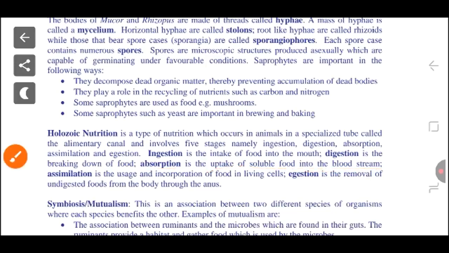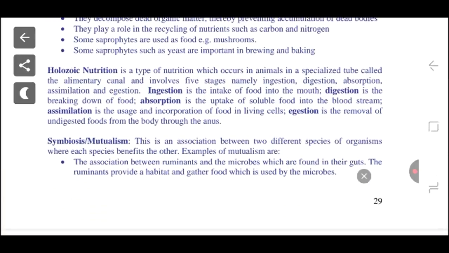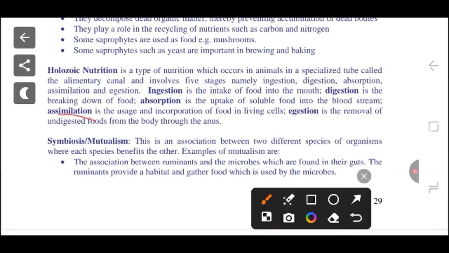This is absorption. Now assimilation, the fourth stage. This is the usage and incorporation of food in living cells. This is when the soluble food which has been taken into the bloodstream is used and incorporated in living cells. Okay, this is assimilation.